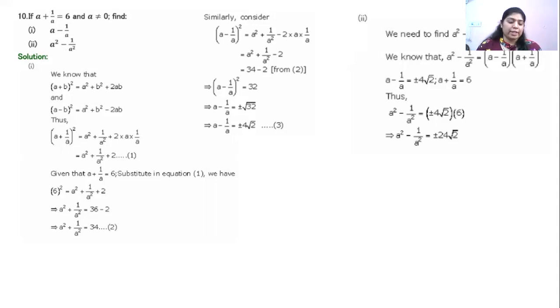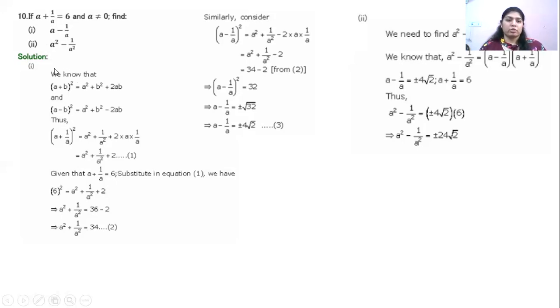We know that (a + 1/a)² + (a − 1/a)² equals 2 times (a² + 1/a²), and (a + 1/a)² − (a − 1/a)² gives you 4. But here, we are not able to apply these identities. We have to first find a² + 1/a². Then we can apply the (a − b)² formula, and then it is easy for us to calculate a − 1/a.